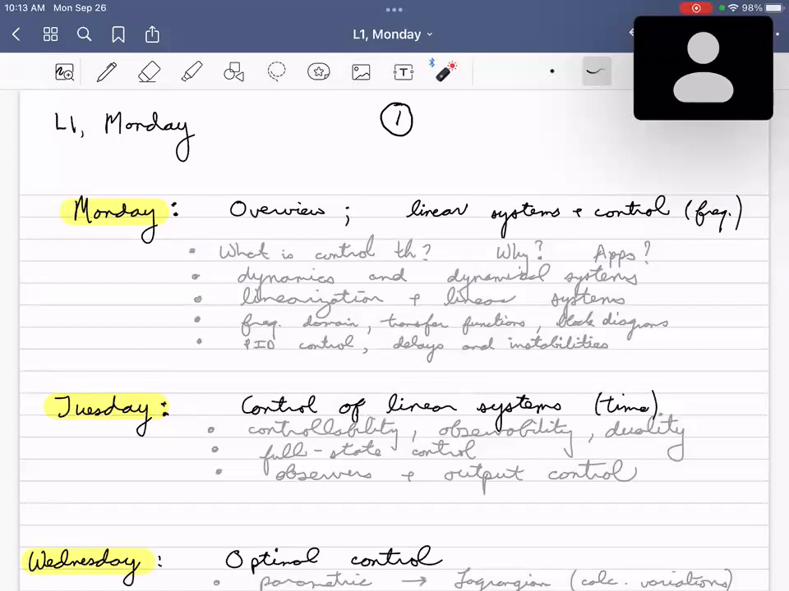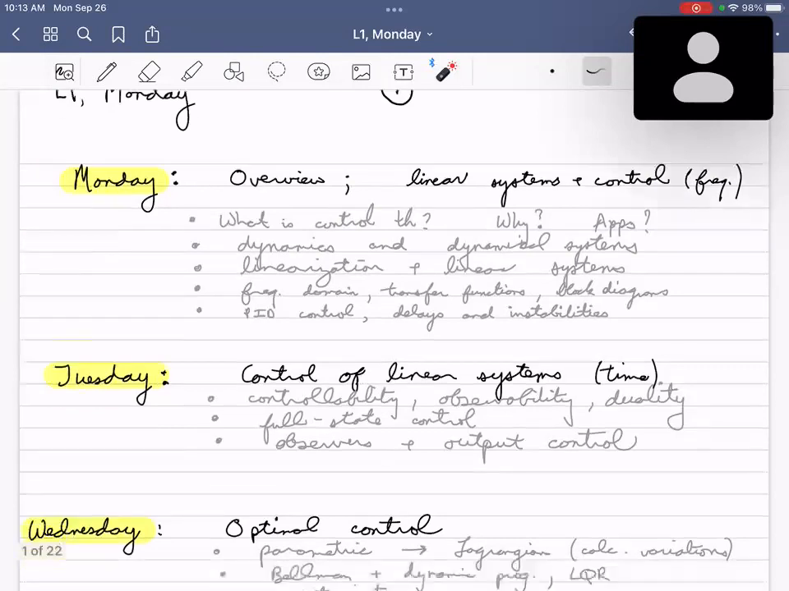So the overall plan of what I wanted to try to do is today give a little bit of an introduction to control theory and what we're going to be talking about in general, and then talk about a specific kind of classic approach to control, which is for linear systems in the frequency domain, and to try to talk about some things that happened then.